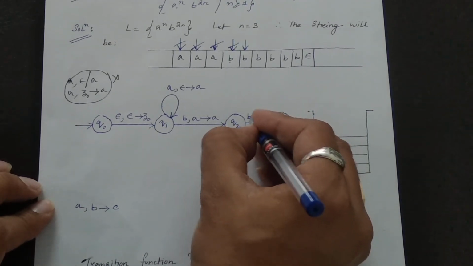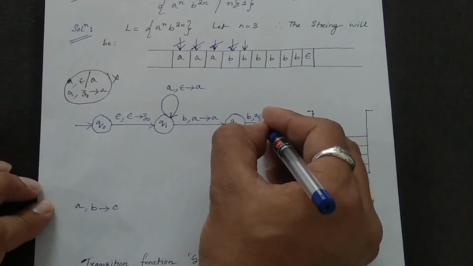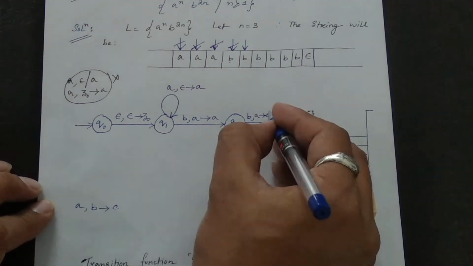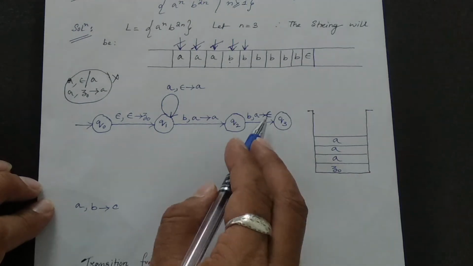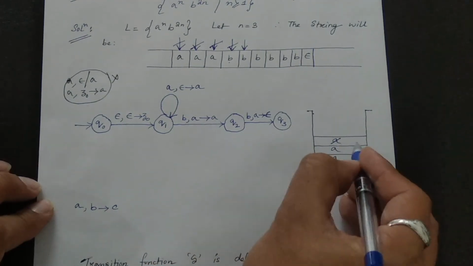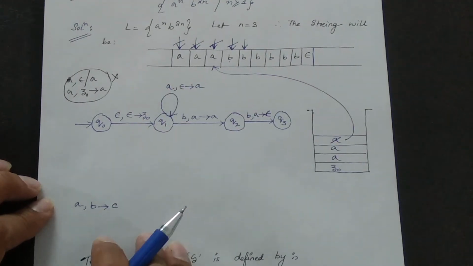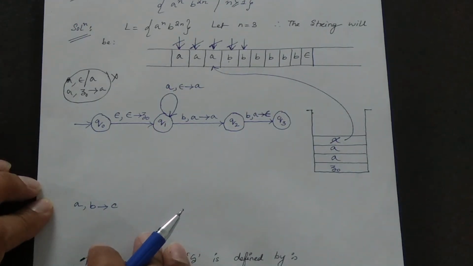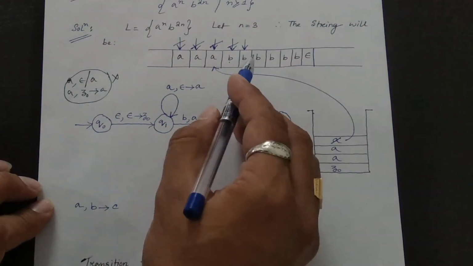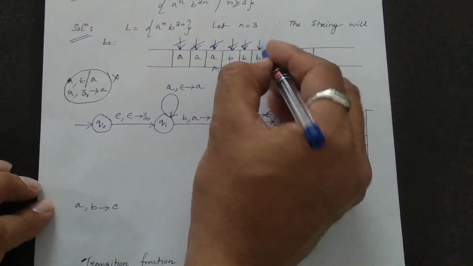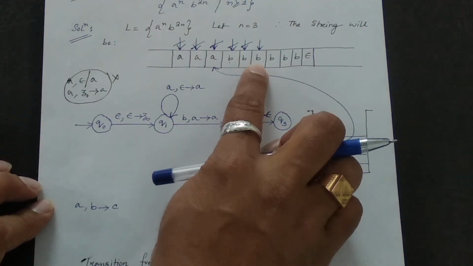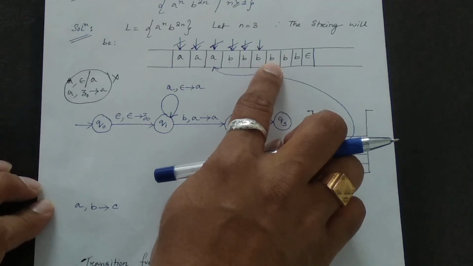So on seeing B, what is the top of the stack? A. What is to be done? Epsilon. This means the top of the stack will be popped, and it will move to its original position. Clear? Now tell me, again I have to do what? The same process, right? Again for this B I have to skip, and again for this B I have to pop.